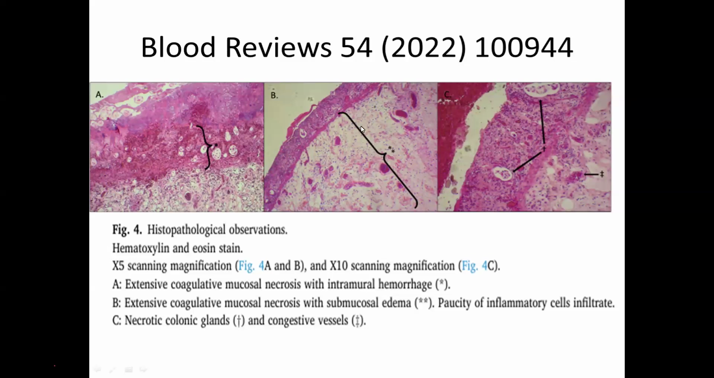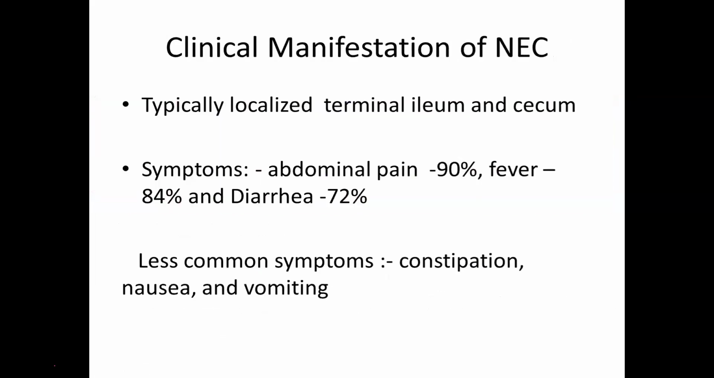So in NEC, the number of neutrophils seen is quite low, hence the name neutropenic enterocolitis. You can also see some necrotic glands in the colon and some congested vessels as well. Okay, so this is how the histology looks.